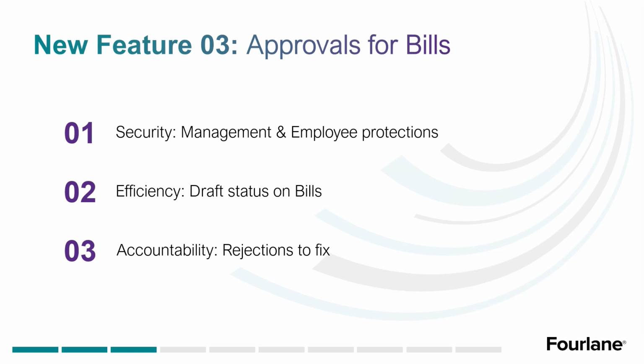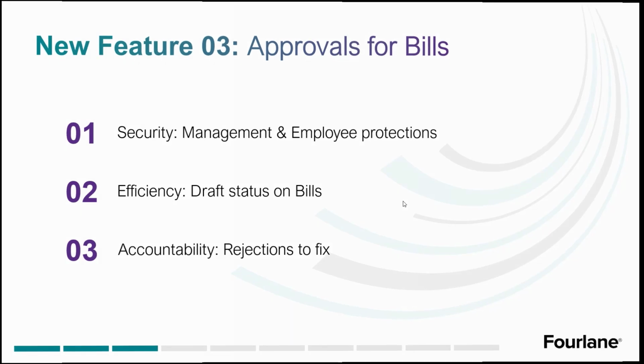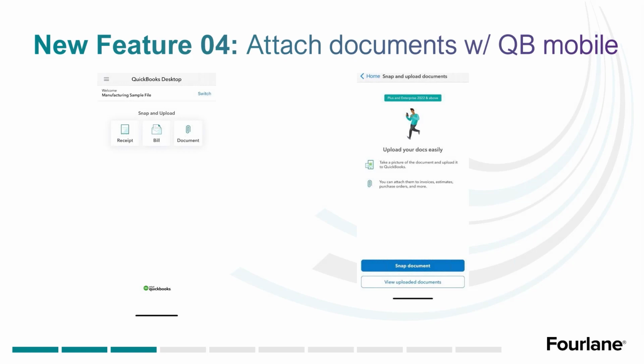Okay, let's move along. So our next feature is attached documents with QuickBooks Mobile. It's a little bit different. This is more generic. Last year we had receipt capture, which is only receipts, OCR reading the receipt to put some information in. We just talked about bills, which is adding some information in as well. Now we're going to talk about attaching documents with QuickBooks Mobile.